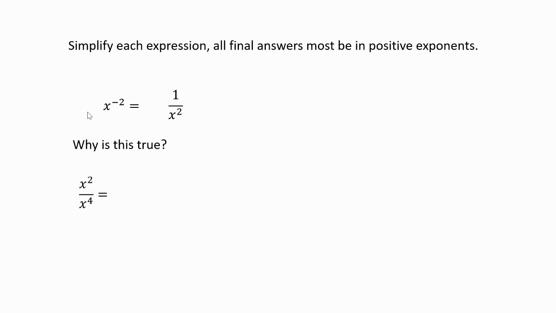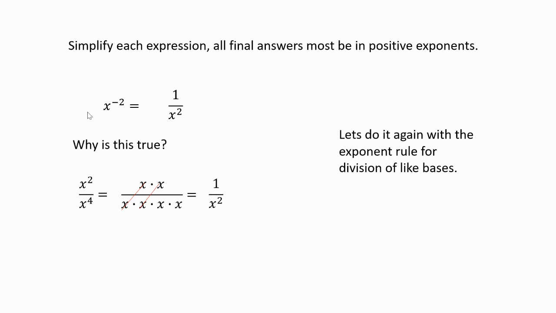But let me show you where this comes from. If I had something like this, and I was asked to simplify it, x to the second over x to the fourth, what that really means is I have 2 x's on top, 4 x's on the bottom, all being multiplied, and then I can start reducing stuff. Those equal 1, and what I'm left with is a 1 on top and an x squared.